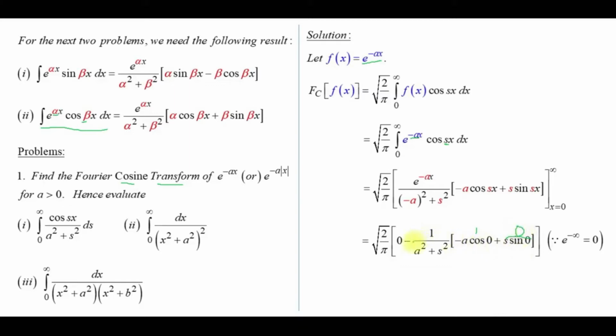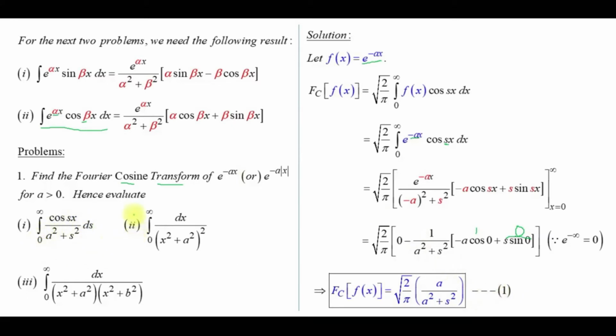So minus into minus is plus. But this is a divided by a square plus s square. So Fourier cosine transform of f of x equals square root of 2 by pi times a divided by a square plus s square. Take this as equation number 1.